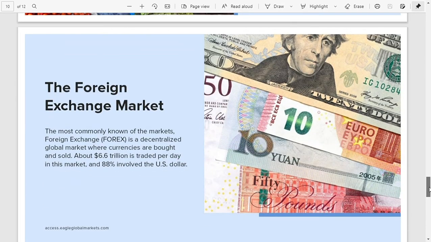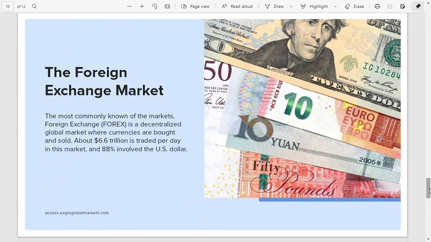The foreign exchange market, the forex market. The most commonly known of the markets is the foreign exchange market, forex, and it's a decentralized global market where currencies are bought and sold. About $6.6 trillion is traded per day in this market, and 88% involves the United States dollar, the USD.